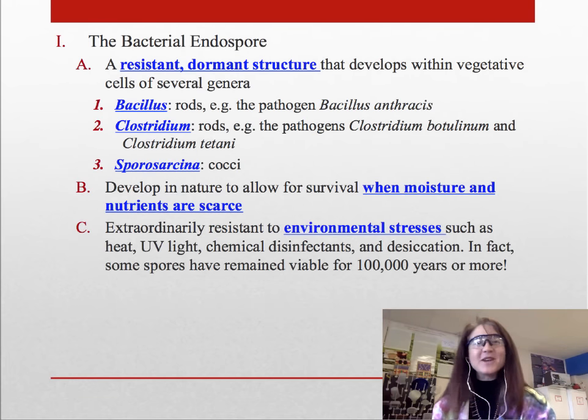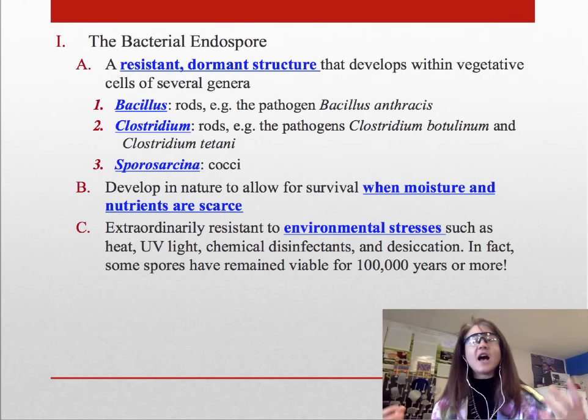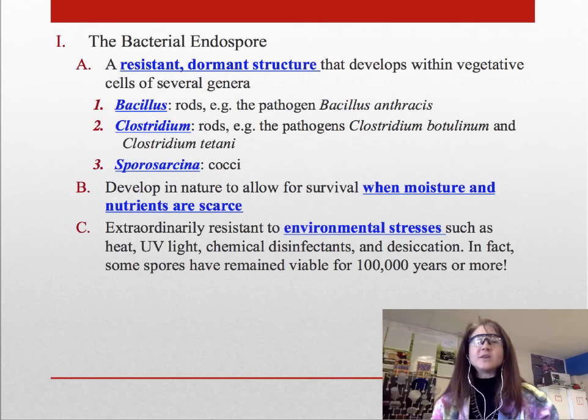I like to say that when the going gets tough, the tough form endospores, and nothing could be more truthful. Endospores are the biggest badass structures out there. They are resistant to ultraviolet light, to chemical disinfectants, to all manner of chemicals, in fact. They are resistant to heat fluctuations, to desiccation. They allow a cell to survive when the going gets tough. They allow it to become metabolically inert, resistant, dormant, and to sit and hang out for a very long time.